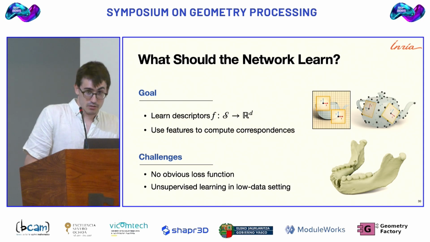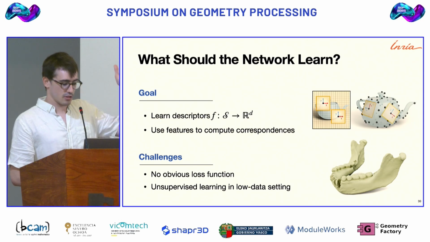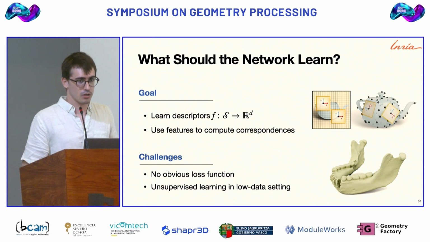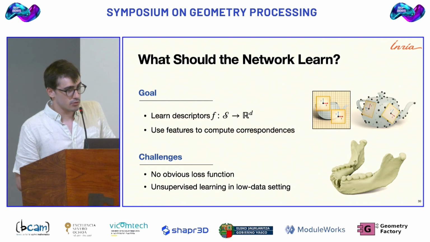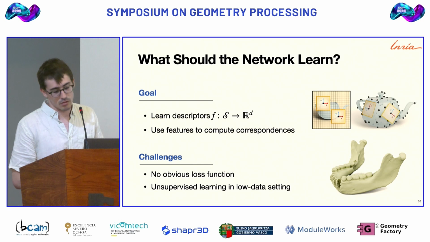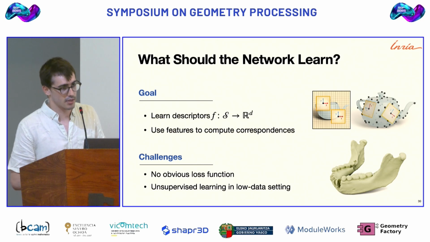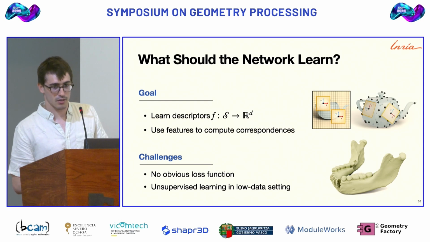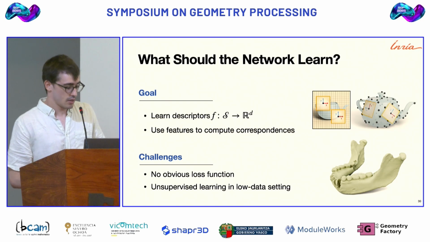The challenge is that there are no obvious loss functions, or maybe with what you presented there are some, but by default there are no obvious loss functions to compute matching. And what we really want is to be able to do unsupervised learning in a low data setting. The low data setting is essentially about which network we're going to use. I'm not going to talk at all about what networks we're going to use, and I encourage you to go to the first talk this afternoon, which is going to talk about this. But we want to do unsupervised learning.